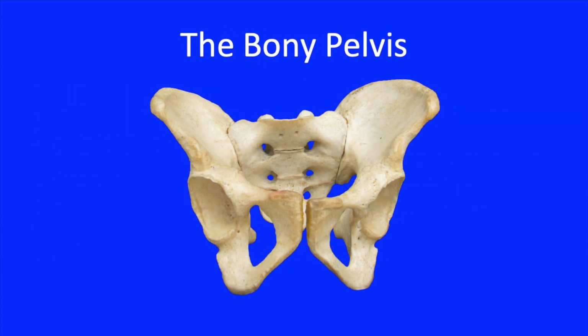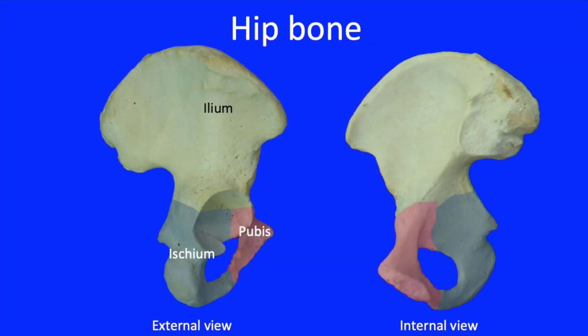Previously, we described the bony pelvis, the structure that serves as the intermediary between the trunk and the lower limbs. The bony pelvis consists of two hip bones and a sacrum. Each hip bone consists of three separate bones, the ilium, ischium, and pubis, that generally fuse at about age 16. The three bones meet at the acetabulum, the cup-like area visible on the external view of the hip bone, and it is where the head of the femur articulates with the hip bone to form the hip joint.